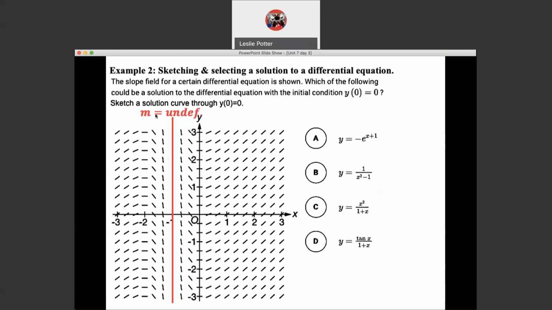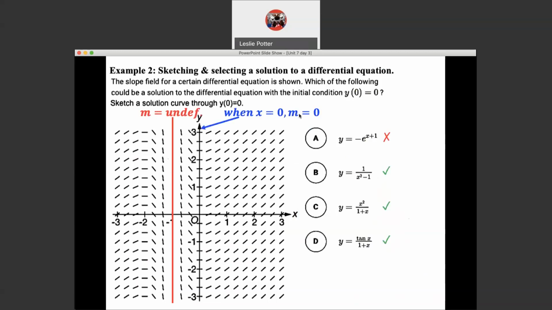So vertical asymptotes means we have undefined slope, right? Undefined slope means we have zero in the denominator, right? That's what that means. So that's how I can put those out so quick. All right. So we know we're here and not there.